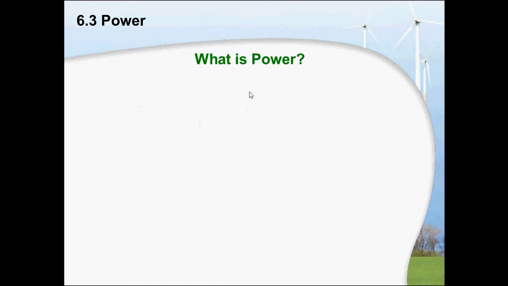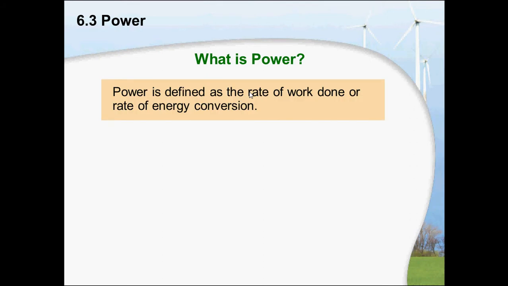Let's look at the definition of power. Power is defined as the rate of work done or the rate of energy conversion. So it's a rate: how fast work is done, how fast energy is converted.